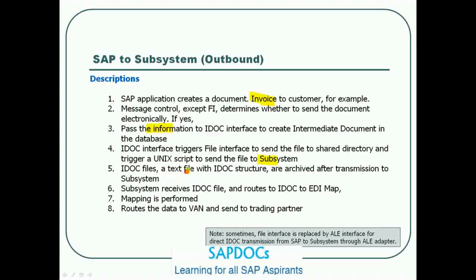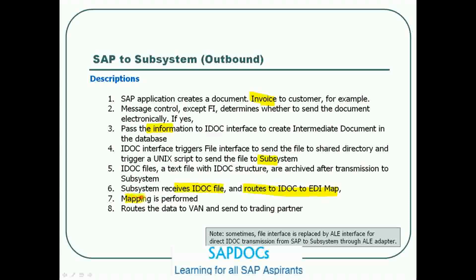An IDOC file is just a text file which is human readable, but it is unlike EDI. In EDI you have the segments, definitions, and lengths, but IDOC files are very big and very hard to read. These IDOC files are archived in the Unix directory after transmission to the subsystem. Step 6, the subsystem receives the IDOC file and routes it to the IDOC to EDI map, because we need to send our trading partner the EDI data.